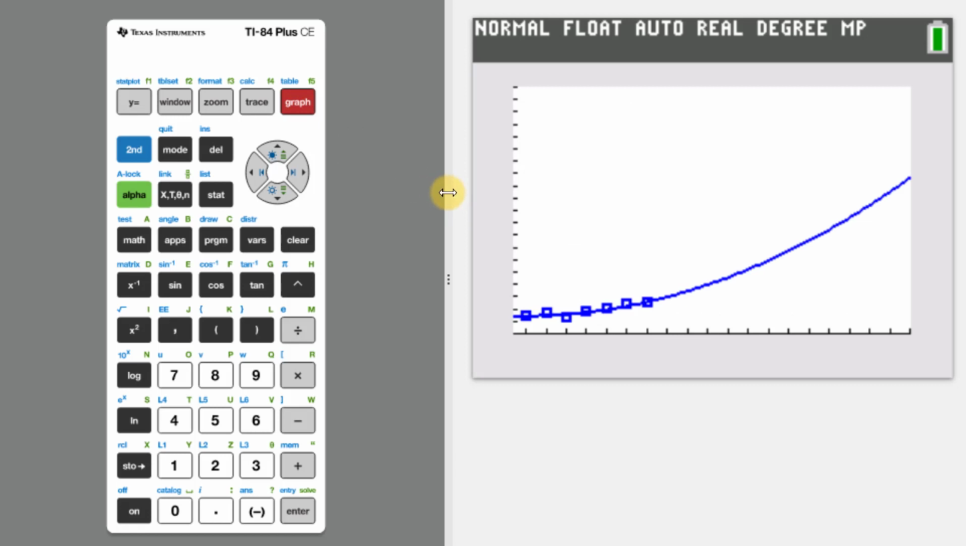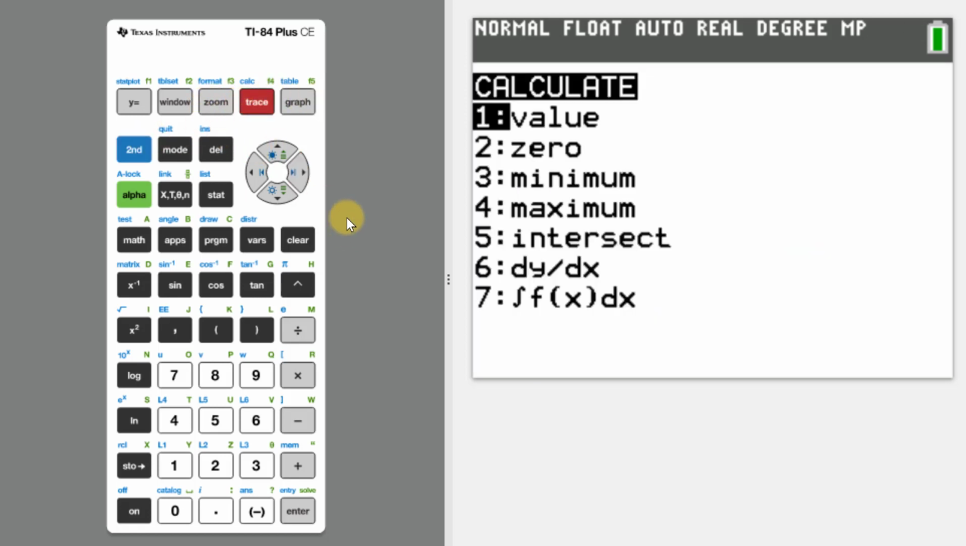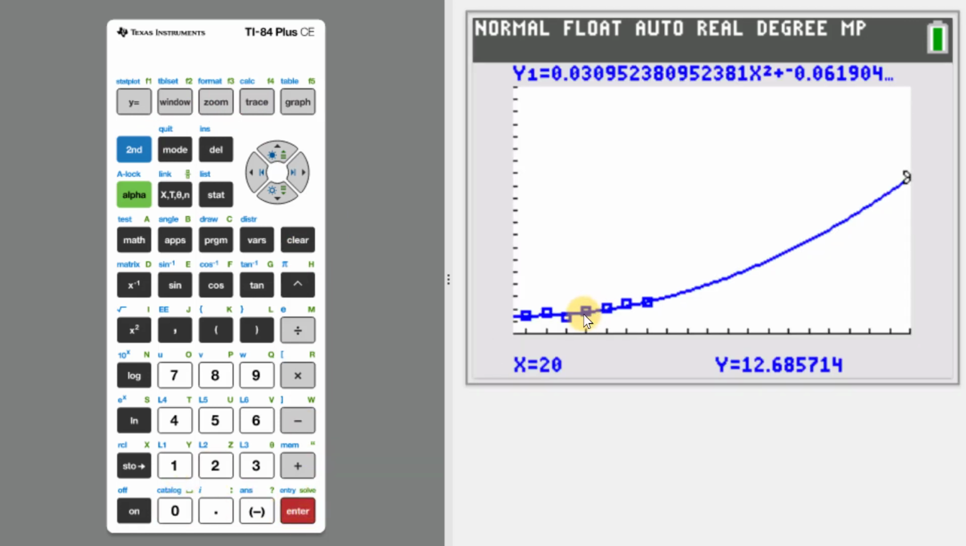All right, so now we were asked to find if Tim is going to be able to run the 15K at 20 weeks. So what we can do is we can say trace, and we can make sure we are tracing our curve, our regression curve, okay? And then we're just going to go ahead and hit calc, the value at 20 weeks, and we can see that no, Tim will not be able to run the full 15K in 20 weeks.